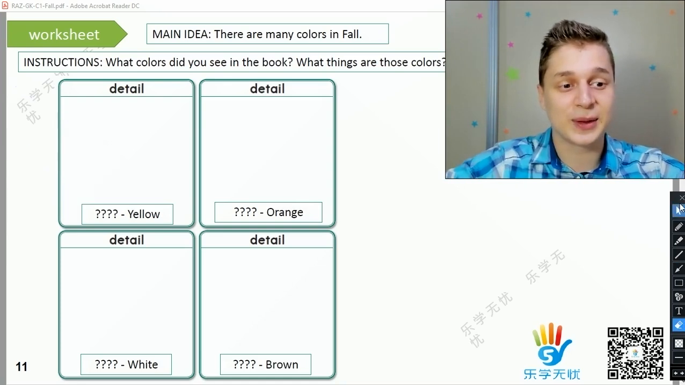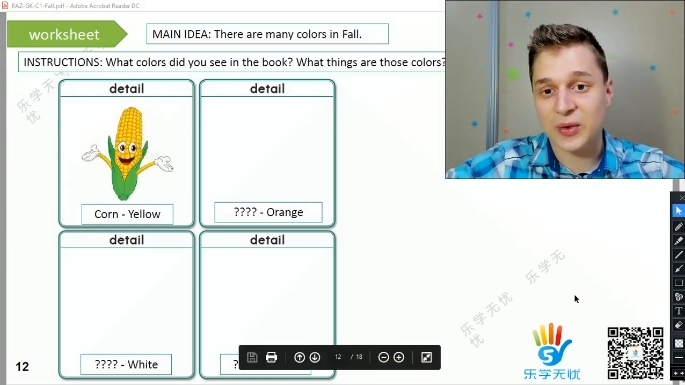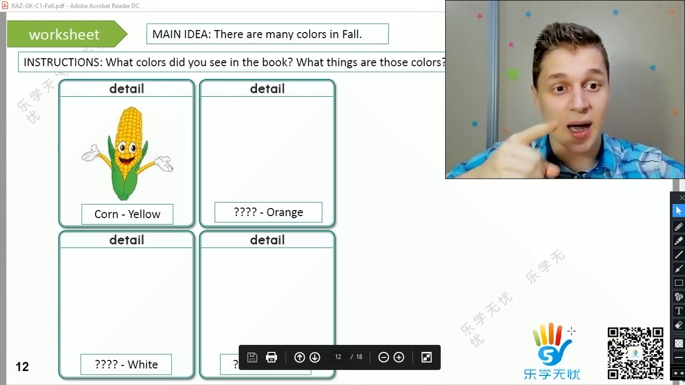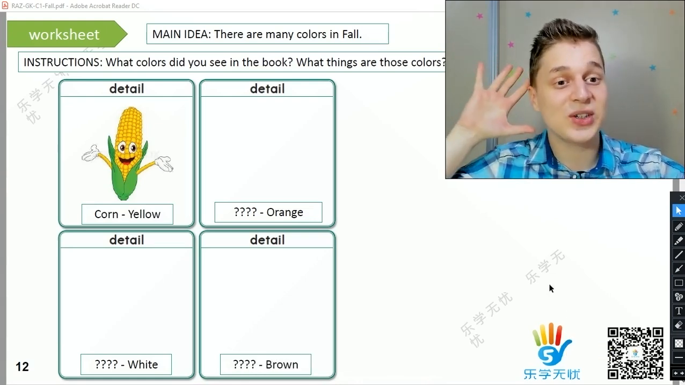Here's an example in the page. Corn. And I drew a little picture of corn. Let's see what turns orange. You can pick either of the three things that we talked about. What turns orange in fall?